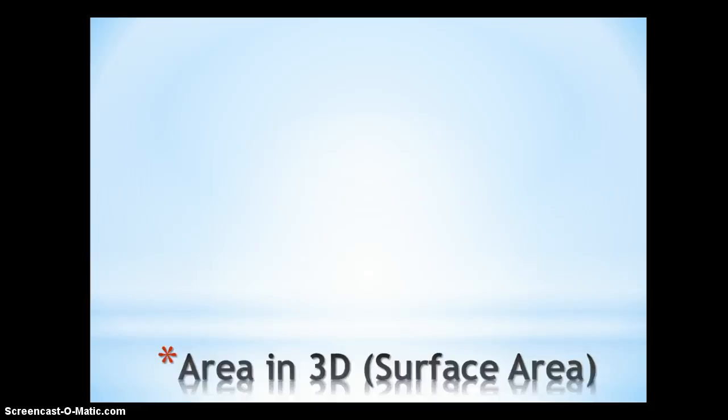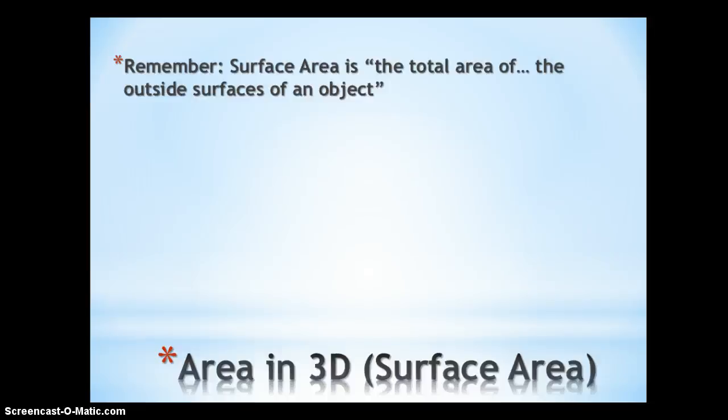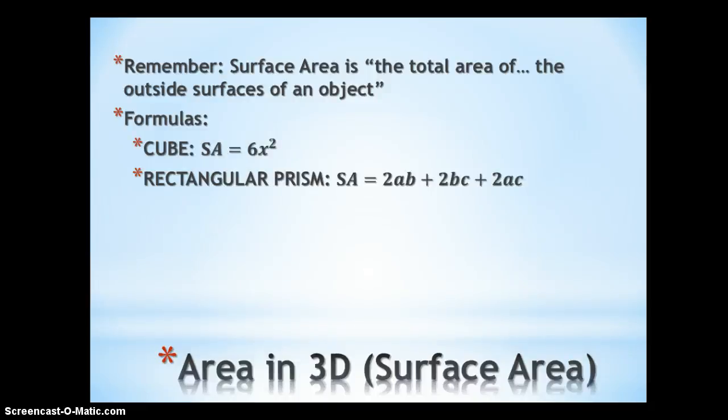Now we're going to move on to area in a three-dimensional object. So this again is surface area. So remember, surface area is the total area of the outside surfaces of an object. Formulas. For a cube, the surface area is 6 times x squared. A rectangular prism is 2 times AB plus 2BC plus 2AC.